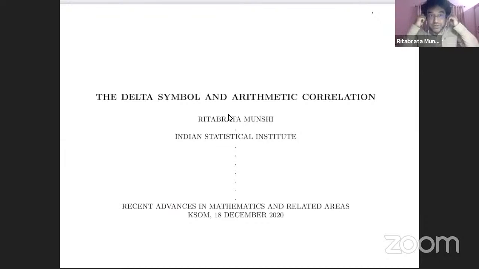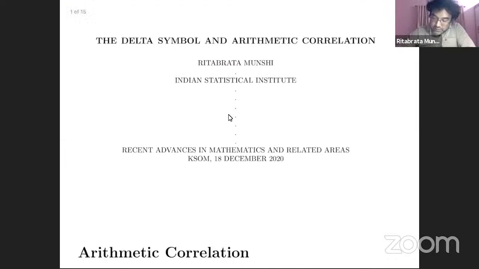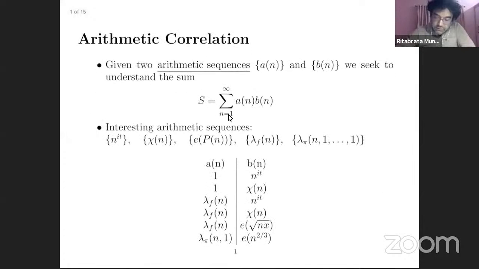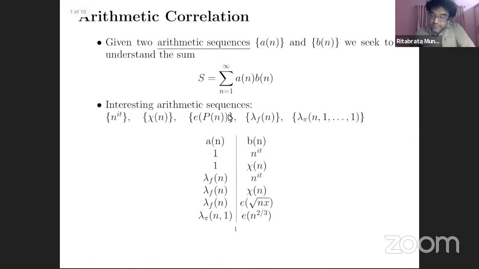So today, the topic of my talk is the delta symbol and how one uses the delta symbol to solve the problem of arithmetic correlation. Okay? So let me first define what I mean by an arithmetic correlation.